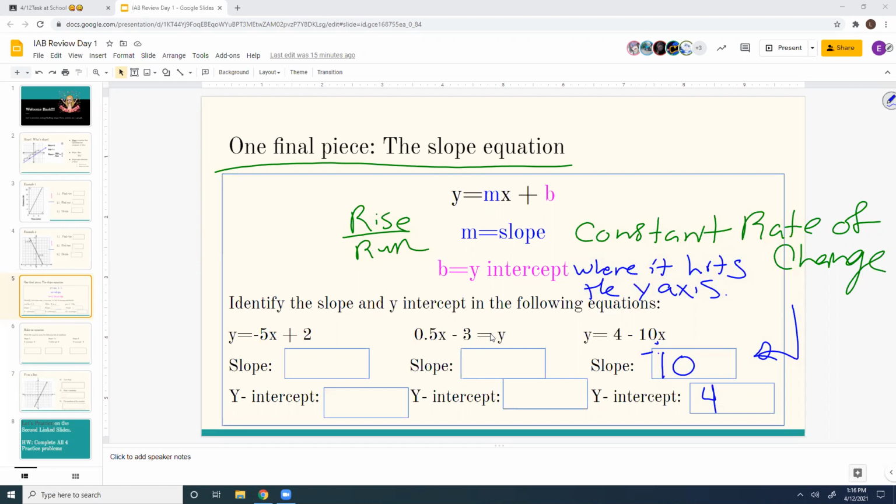What I want you to do right now is take 2 minutes to list out the slope and the y-intercept for each one of these equations here. Refer back up to the example that we just did to help you out. Take 2 minutes right now.